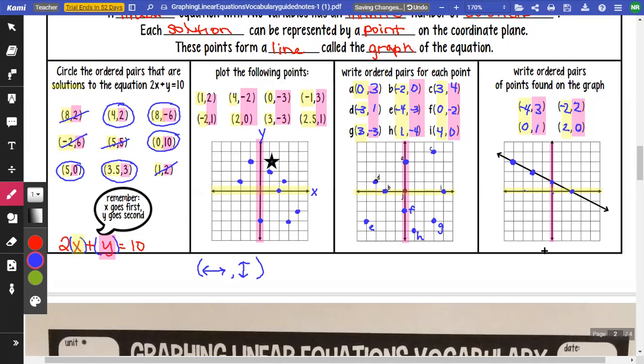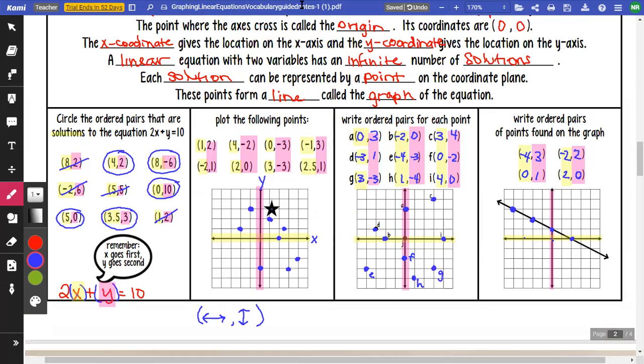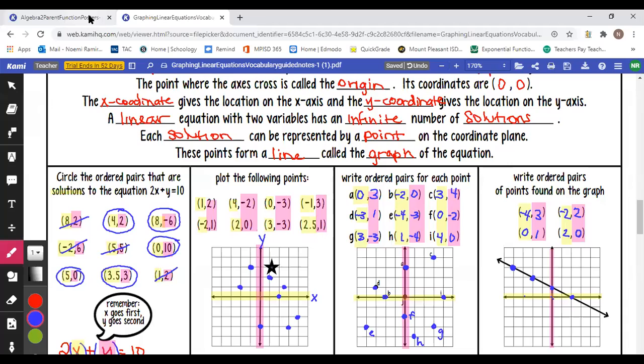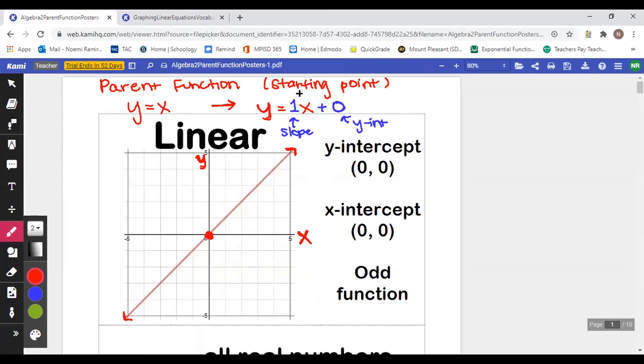Okay. All right, so when you come into class tomorrow, we are going to practice manipulating or changing the 1 and the 0. See what happens to our line when we change that 1 to a different number, or when we change that 0 to a different number, and then you'll be getting your assignment.